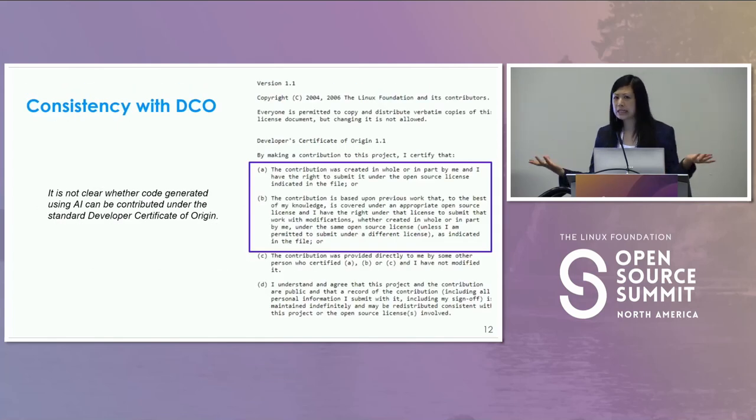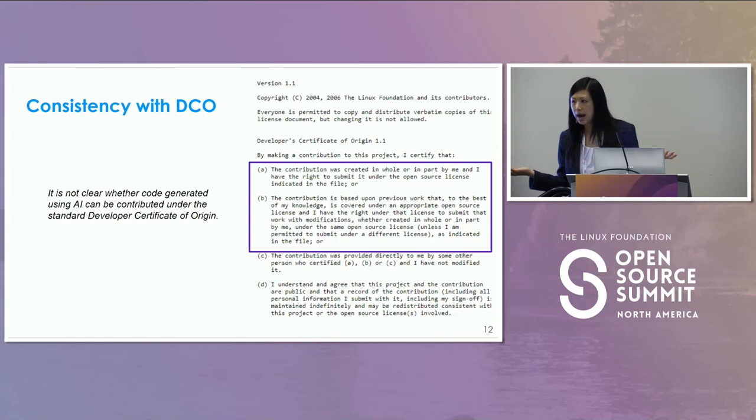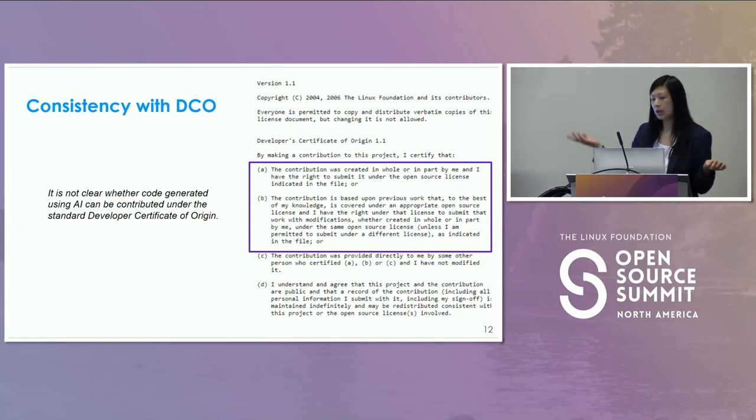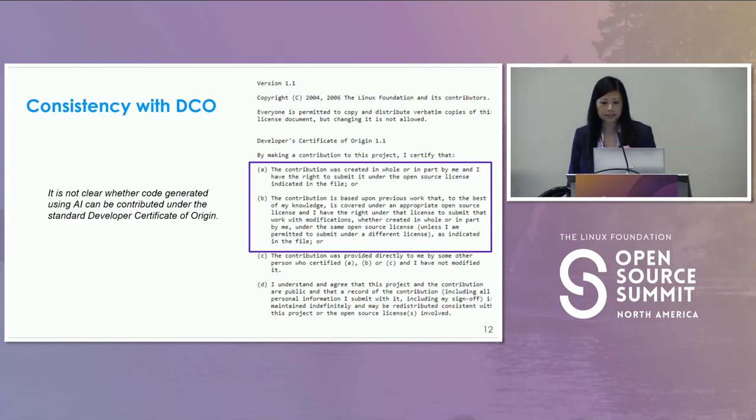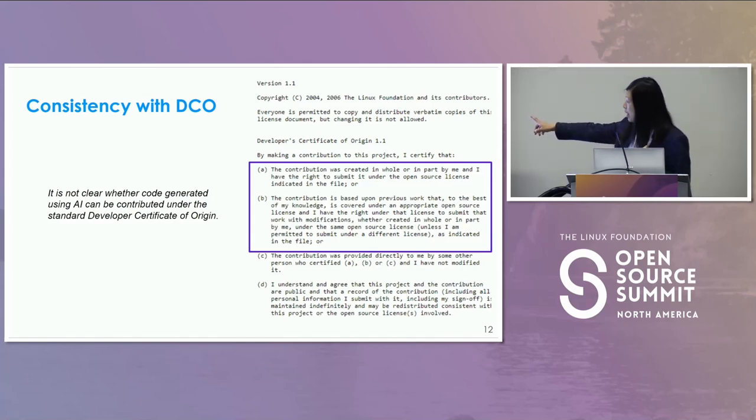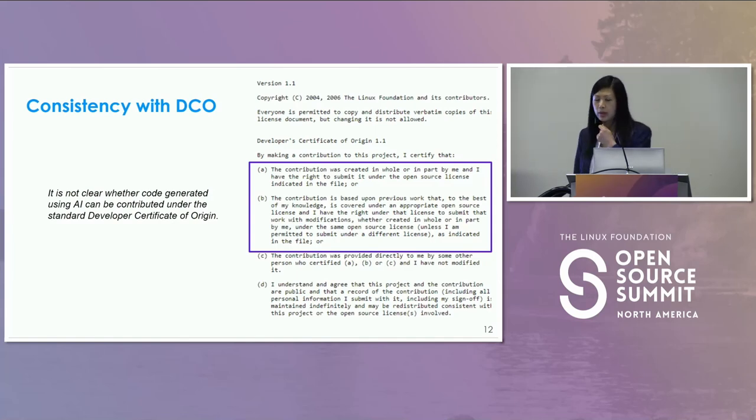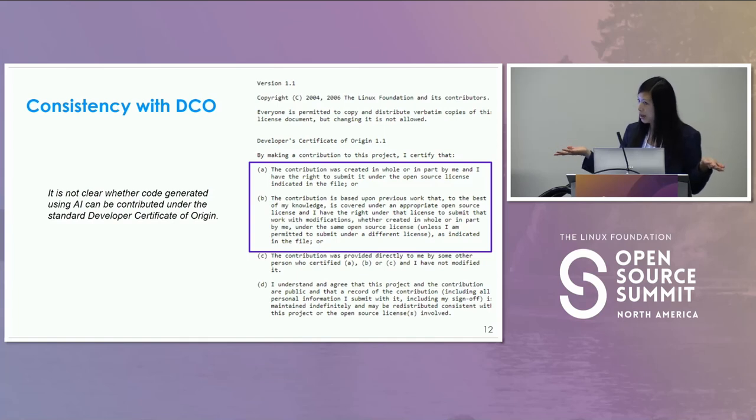There are also questions about how this really works with the developer certificate of origin that a vast majority of open source projects require. So when you make a contribution, you're required to certify that one of these statements here is true. So I'm going to just summarize a couple of the paragraphs here. One is that the contribution was created in whole or in part by the contributor. Well, if you took the AI output and you made modifications to it and you combined it with your own work, then yeah, you created at least in part. Maybe not in whole, but you created in part.